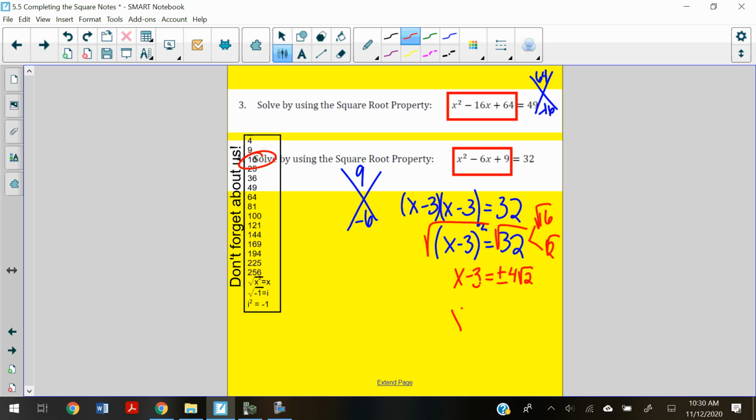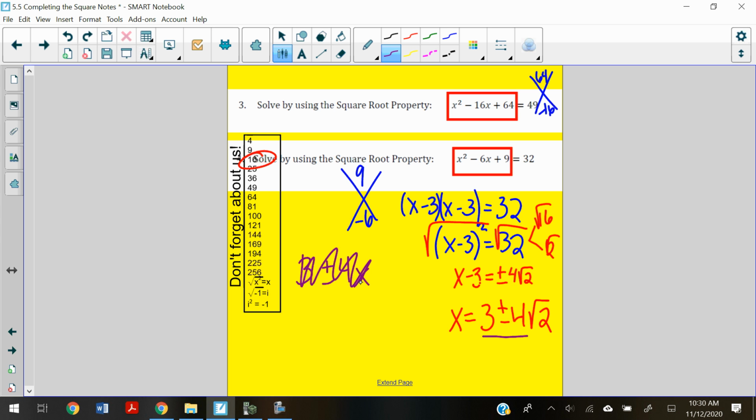So now I'm going to add 3 to both sides. So my solution is 3 plus or minus 4 times the square root of 2. Now a big no-no is we are not going to add that 4 in the 3 or minus the 3 in the 4 because the square root of 2 is attached to that 4. Think of it kind of like a variable. If you had something that looked like this, you wouldn't be able to add those either, okay? So just a side note there.